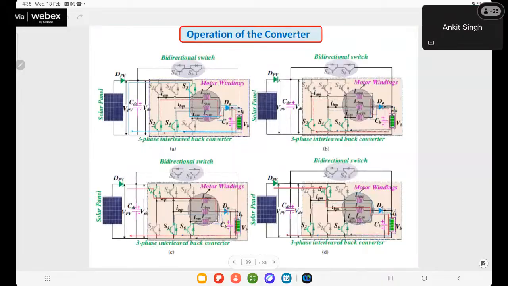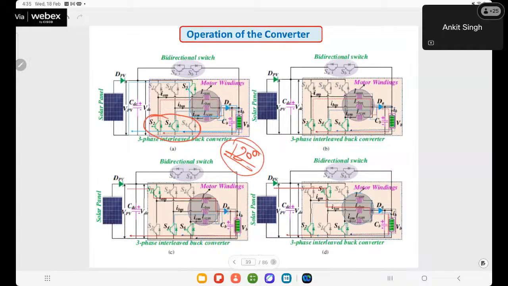So this is the operation of the three-phase interleaved buck converter through the solar PV charging. The operation has been shown, but I will not discuss the interleaved operation in detail, because here the arrangement and the way it is used is more important. In the interleaved operation, all these three switches are operated in PWM, which means each switch has a phase shift of 120 degrees.